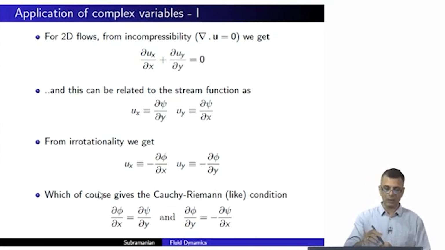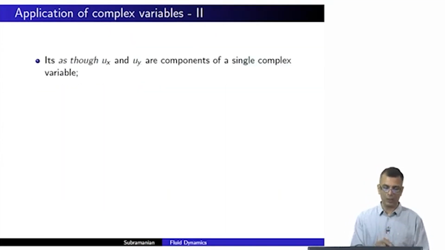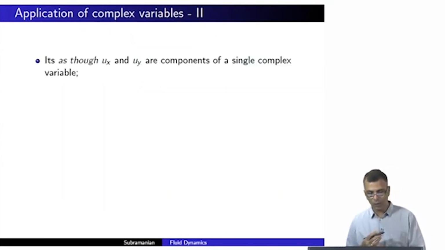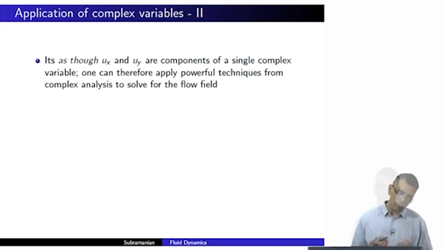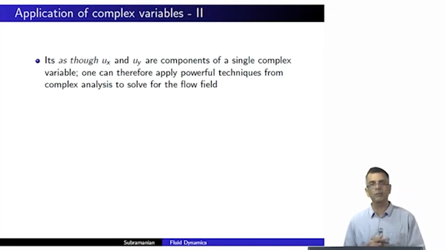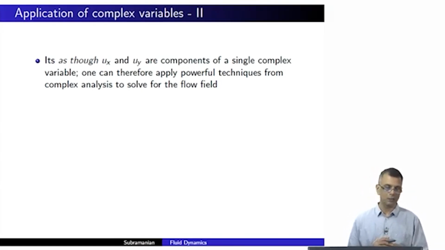I just wanted to point this out, as though ux and uy are components of a single complex variable. One can therefore apply powerful techniques from complex analysis to solve for two-dimensional flow fields. I must emphasize, although a lot of this is done for mathematical convenience, it's also very relevant to real flows. These are the early days. This is how much of the early progress in fluid mechanics was made.